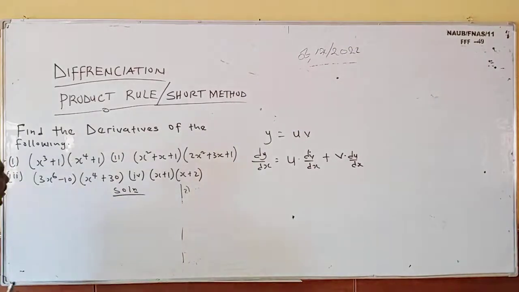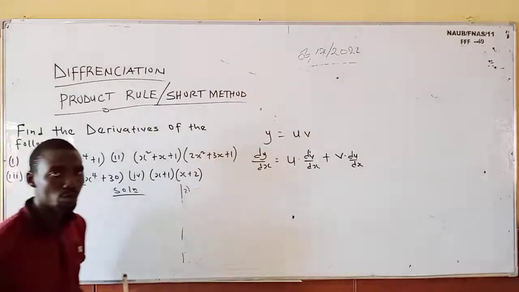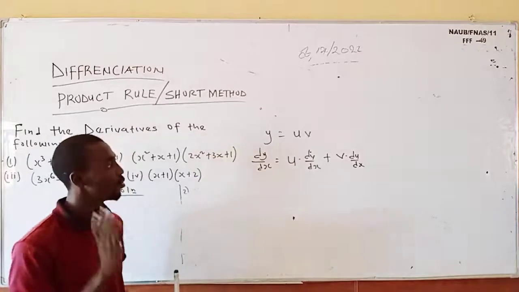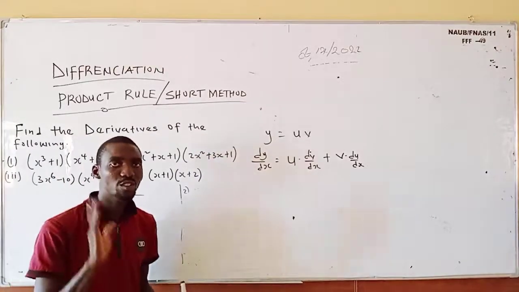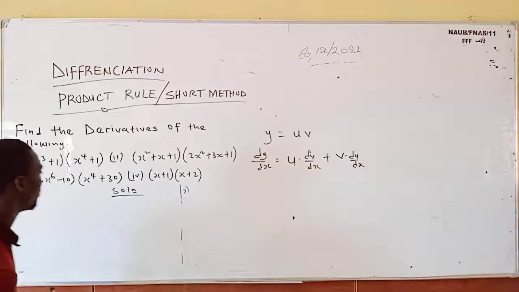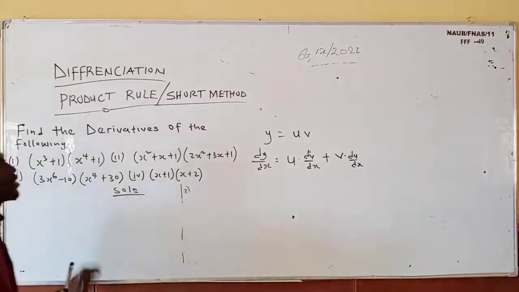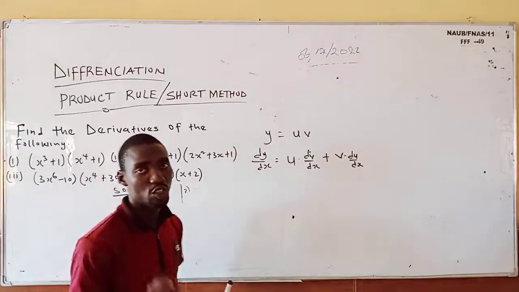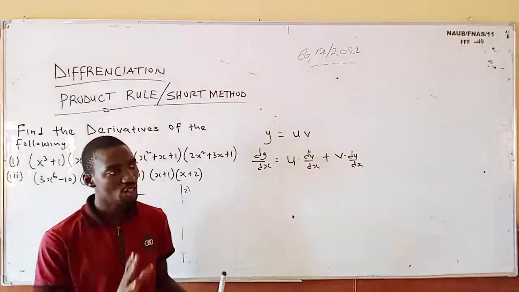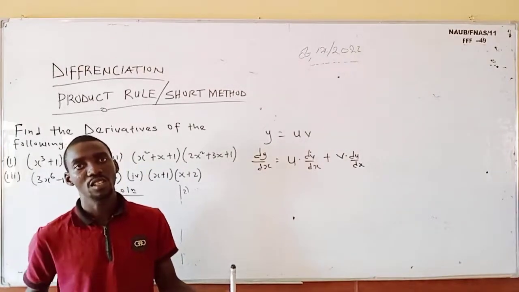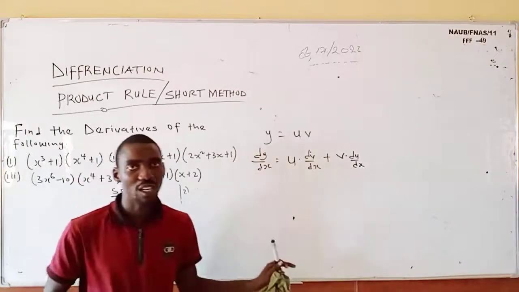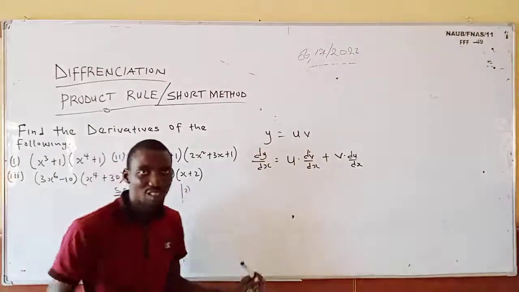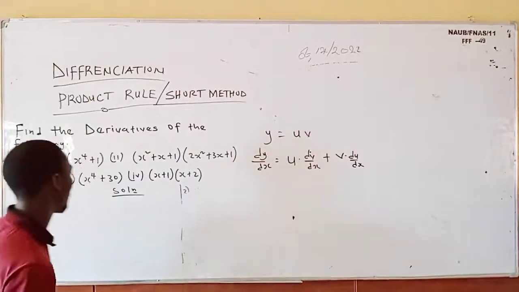Okay, question number 3. This is very useful for OBJ, objective. You have to know all these things. But if they give this to you in your theory questions, do you understand? Theory question, please solve it. Use the long method. It's not long, it's just the same process.